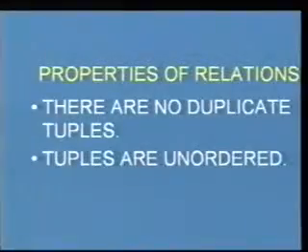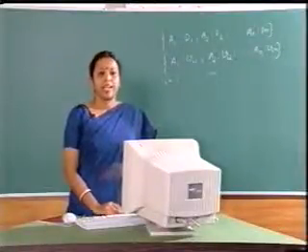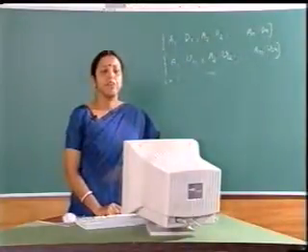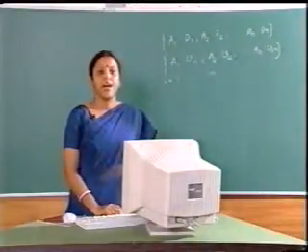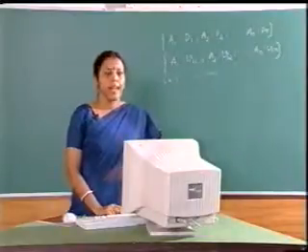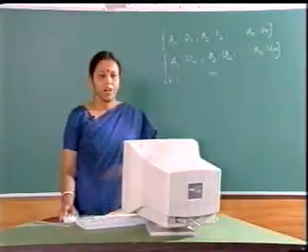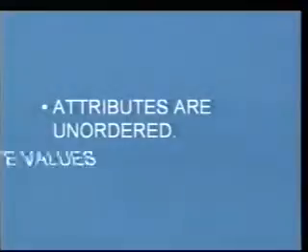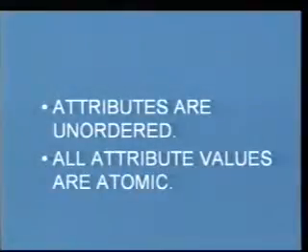Next property is tuples are unordered. Since the body of a relation is just like a mathematical set, and we know mathematical sets are unordered, that's why we can say the tuples are unordered. For similar reasons, we can say the attributes are unordered. And next property is this: all attribute values should be atomic.